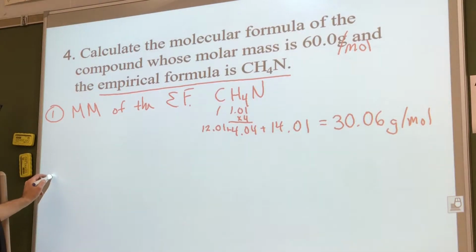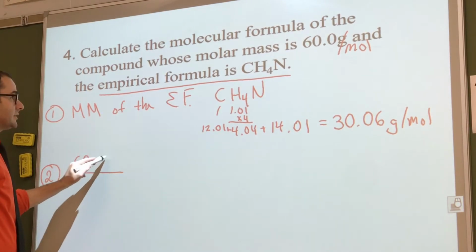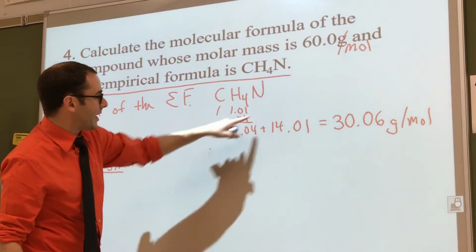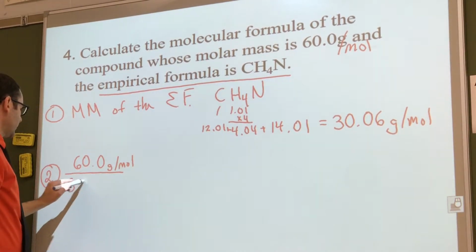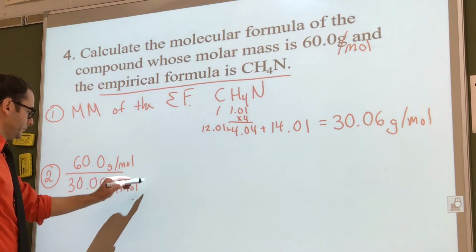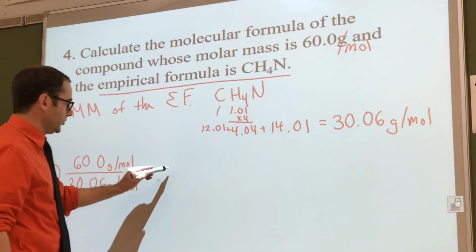Step 2 is going to be a division, because they said it's actually 60.0 grams per mole in the problem. When we figured this out, it's only 30.06 grams per mole. So we just divide them to see, all right, how many times do we have to multiply our empirical formula to get our molecular formula? So this gives us about 2.